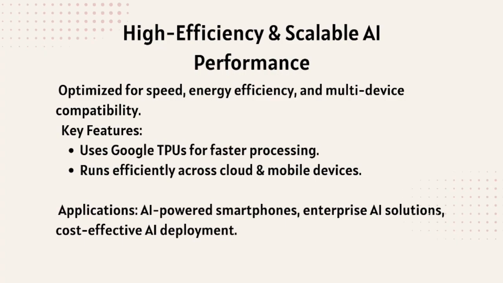So now let's look at the real-world applications. AI-powered smartphones that use Gemini for real-time voice commands, translation, and assistance. Enterprise AI solutions that can scale to handle millions of users, and energy-efficient AI models that reduce the computational cost for business. So we have now seen the three most important key objectives related to Google Gemini.